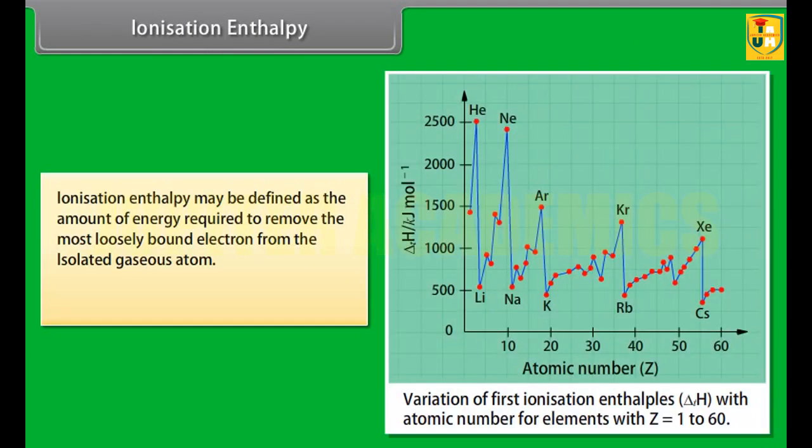Ionization enthalpy. Ionization enthalpy may be defined as the amount of energy required to remove the most loosely bound electron from the isolated gaseous atom. If we provide ionization energy to the gaseous atom A, it loses an electron.